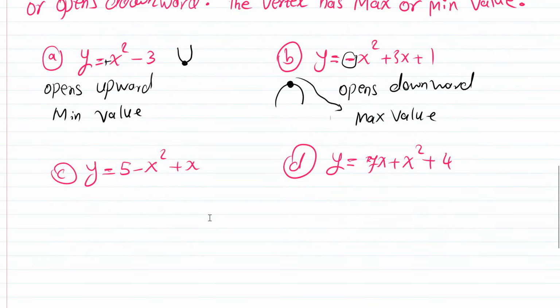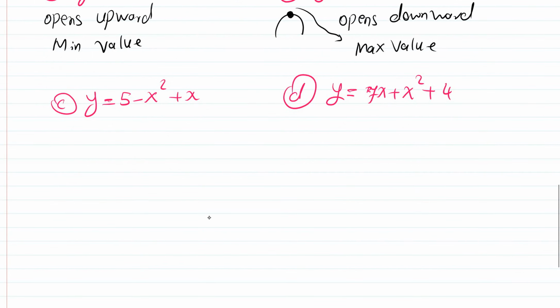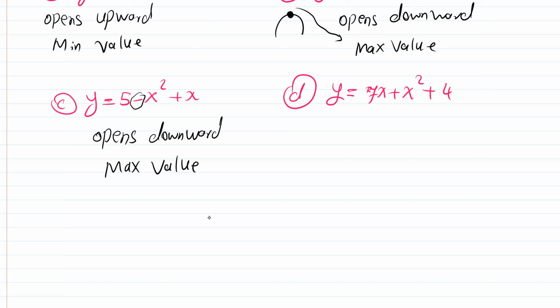Okay, next we have C, 5 minus x squared plus x. Students, just check x squared. This is negative, yes, so it again opens downward, and it has a max value, the vertex. And the other one, y equals 7x plus x squared, again x squared is positive, opens upward, it has a min value.